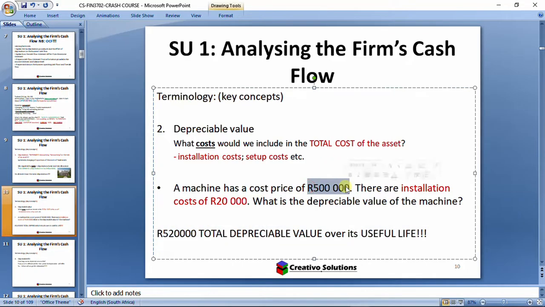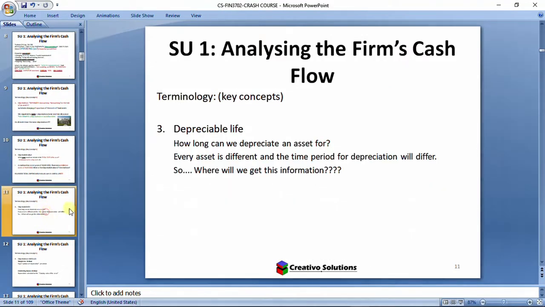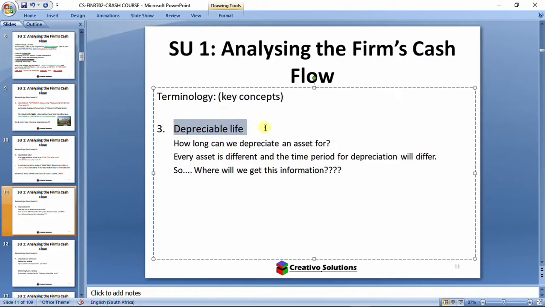Even though the machine only costs 500,000, there's still additional costs that you could include to write off over a period of time, because over a period of time, you would depreciate the asset at the full 520,000. Does that make sense? Is that all right so far? Yes. Okay, all right, just another note with the life, remember we're talking about time.